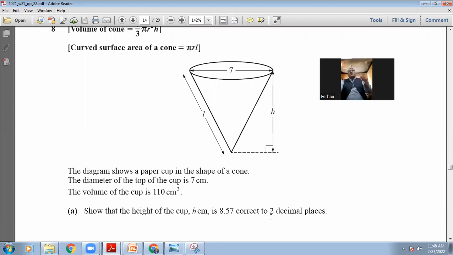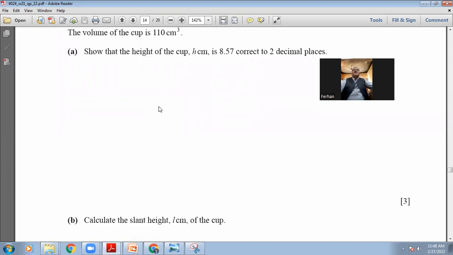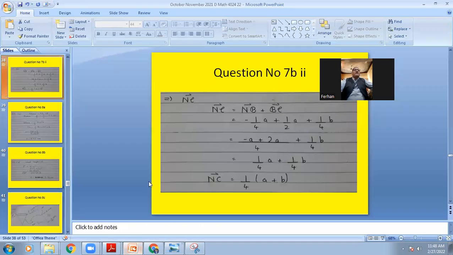You know the formula for the volume of the cone is 1/3 pi r squared h. We know all the values, only h is not known. We know the volume, so we can find this out. So this is question number 3. Let me show you how this is done.